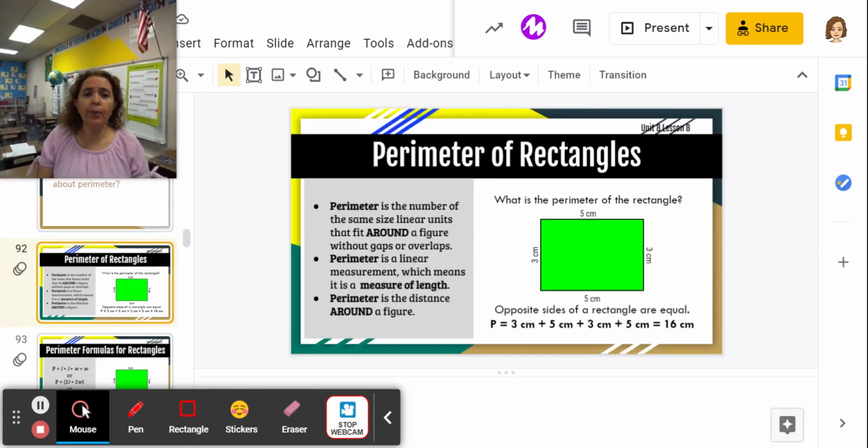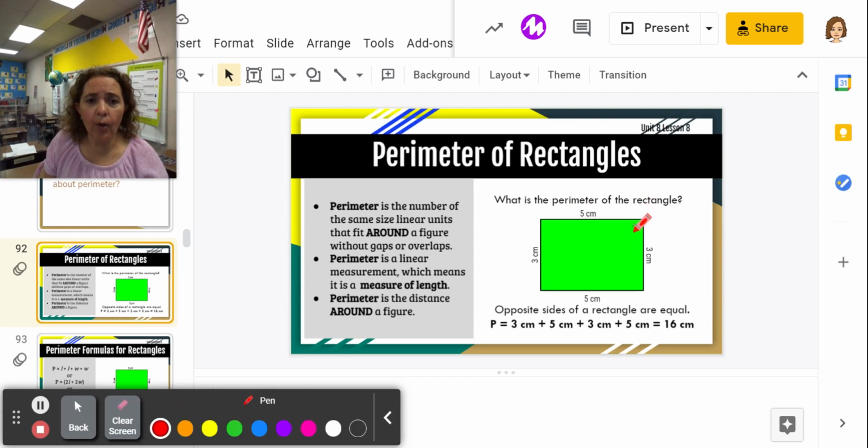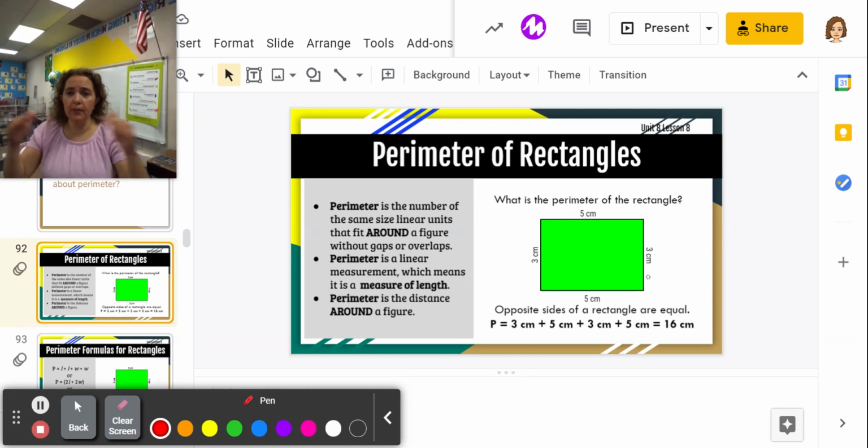Okay, so hopefully you remember that perimeter is the number of the same linear units that fit around a figure. So here, right, around the figure. So it's a linear measurement around a figure, which means that it's a measure of length. So linear just means length, okay? So the perimeter is a distance around a figure.